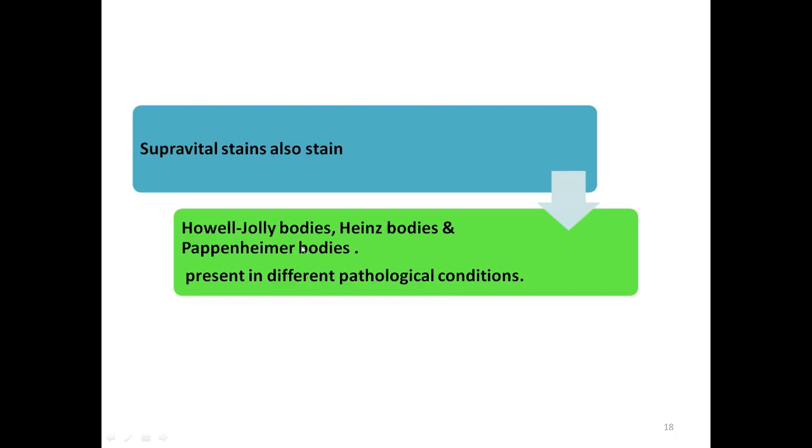Howell-Jolly bodies are dark blue to purple colored inclusions. These are seen in splenectomy patients, or in pernicious anemia and hemolytic anemia patients. Heinz bodies are present in glucose 6-phosphate dehydrogenase deficiency. Then Pappenheimer bodies are present in iron-loaded anemia, and they are also seen in hyposplenism. So these are the bodies which are seen in different pathological conditions.